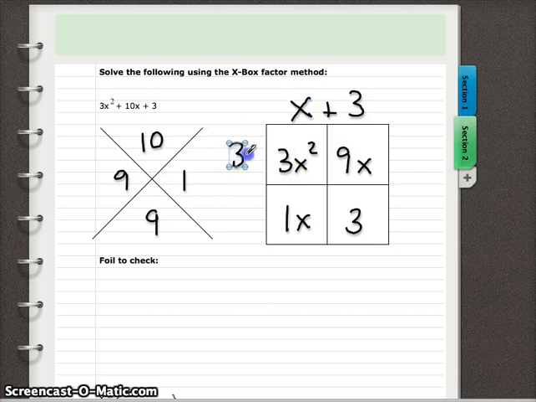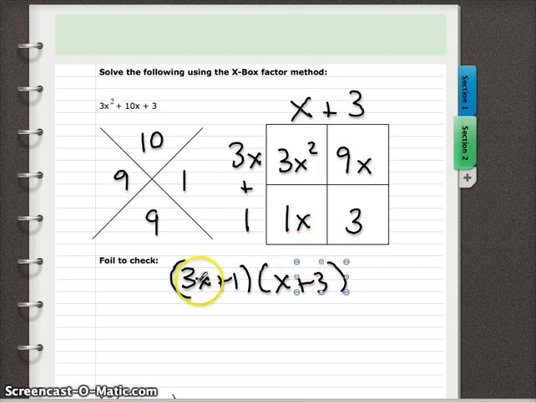3 and an x are the biggest values that go into both of those. Our sign comes from this box, it's positive again. And the greatest common factor between these two boxes is just 1. So we got 3x plus 1 times x plus 3.